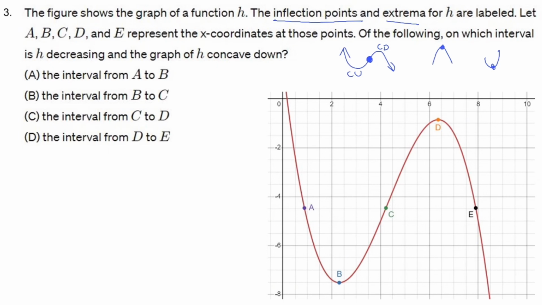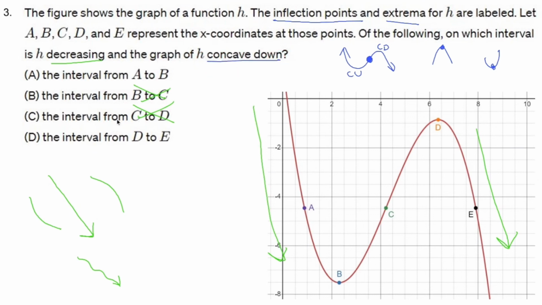Well, first off, decreasing is anywhere on the graph where it's going down and to the right. Now, it could look like this, it could look like this, it could look like this. All of those are going down and to the right. You are decreasing here, and you are decreasing here. You are increasing from B to D, so that's not going to be an option. Anything from B to D is not going to be an option.